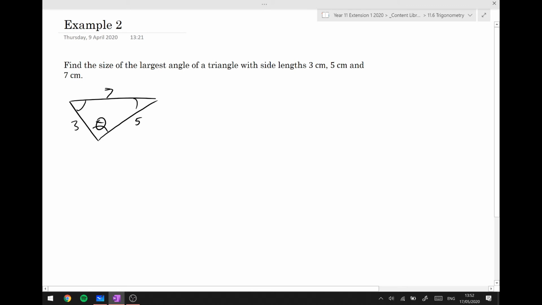Now, we can do it the long way like we did before, or we can just put in cos theta is equal to a squared plus b squared minus c squared over 2ab. So this c in this equation has to be the 7 in this case, okay, because it's the side that is opposite the theta. A and B are still the sides next to it, but C has to be the one that's opposite.